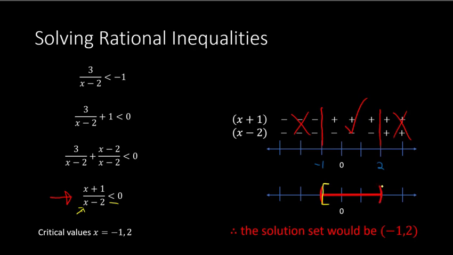So what that means is that here at 2, we actually cannot use a bracket. We have to use a parenthesis because the parenthesis indicates that it will not actually equal 2, but it's going to get infinitely close to 2. The bracket indicates that it could equal 2. Parentheses means that it cannot equal 2. So if you had an equal sign here, just be careful that in this case, we'd put a bracket at the negative 1 and a parenthesis over here at positive 2.